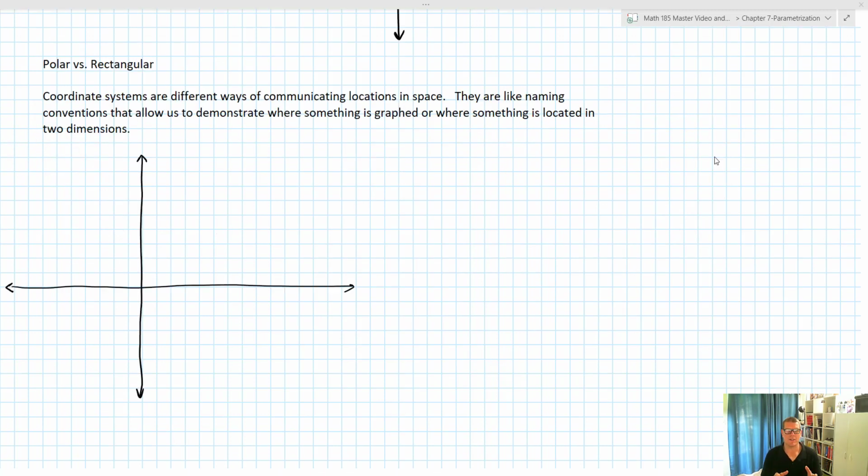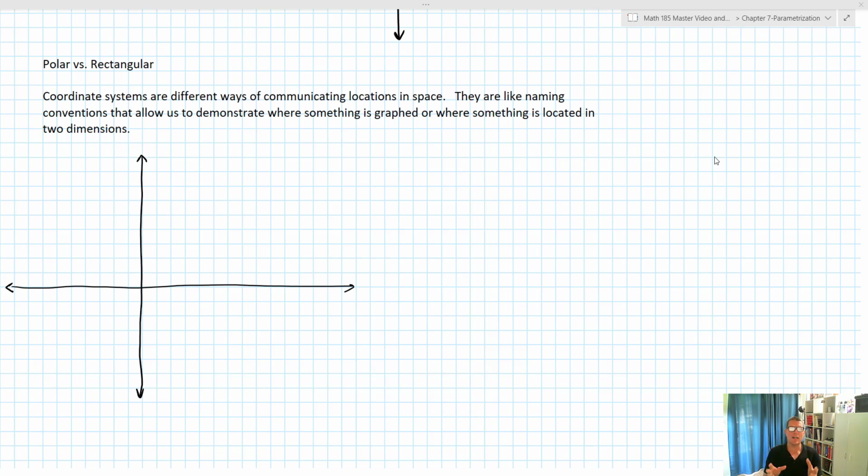Now that we have a way of representing polar coordinates and an understanding of what they are, we want to dive a little deeper into what they mean, and also compare them to our normal way of expressing coordinates using the Cartesian coordinate system, which is also called the rectangular system. So we're going to look at polar versus rectangular. Coordinate systems are just different ways of communicating locations in space. They're like naming conventions that allow us to demonstrate where something is located in 2 dimensions. On the one hand, we have over x, up y. On the other hand, we go this many degrees away from the positive x-axis, and then go this far distance away from the origin.